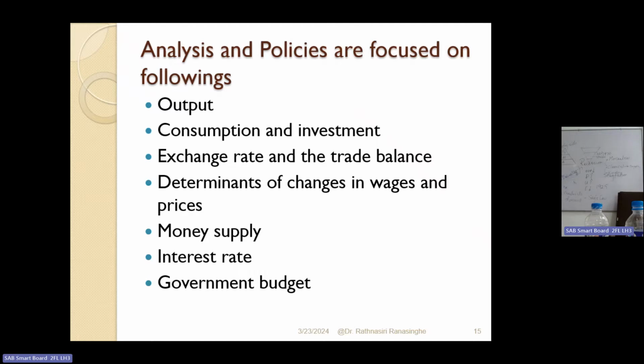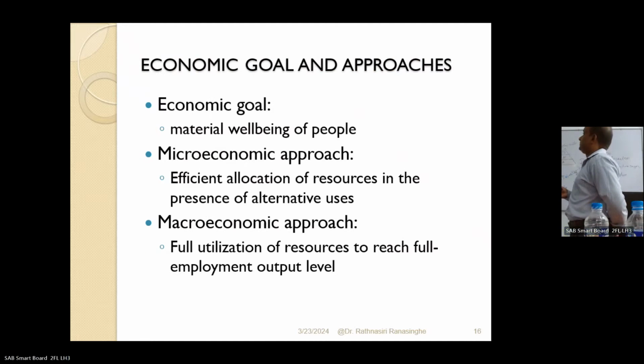So in order to achieve all these things, we need to analyze and we need to put policies in place. So the interest rate, government budget, money supply, all these things we analyze, and the policy is also focused on those variables. Those are the economic aggregates and averages, in other words. Okay, so these are the goals.